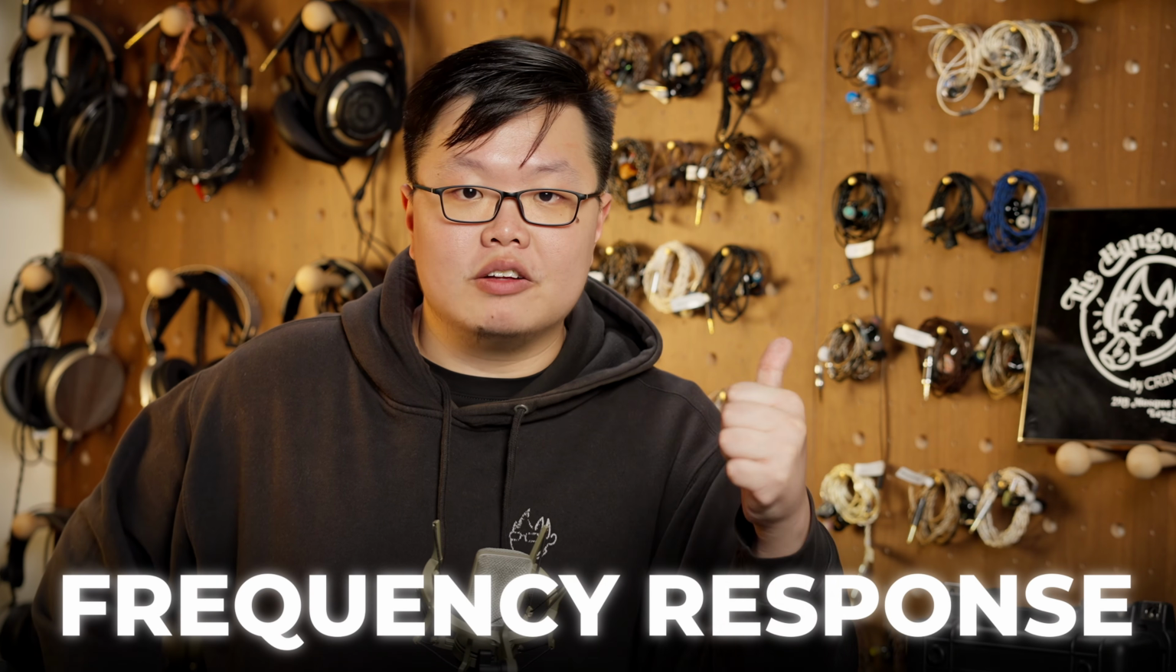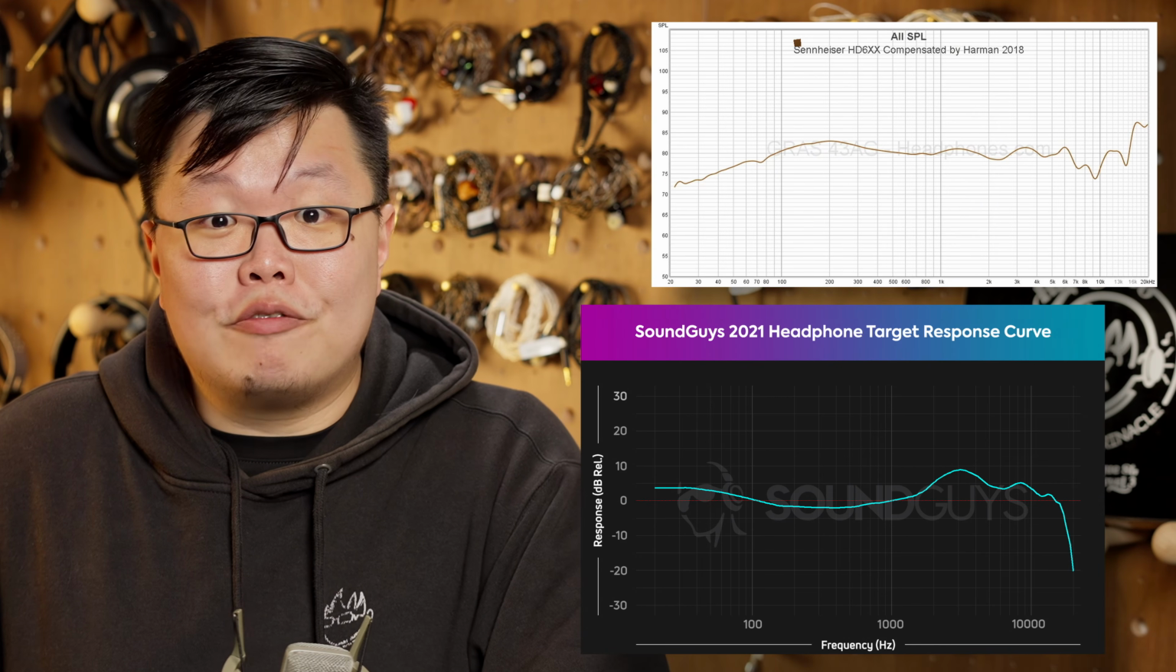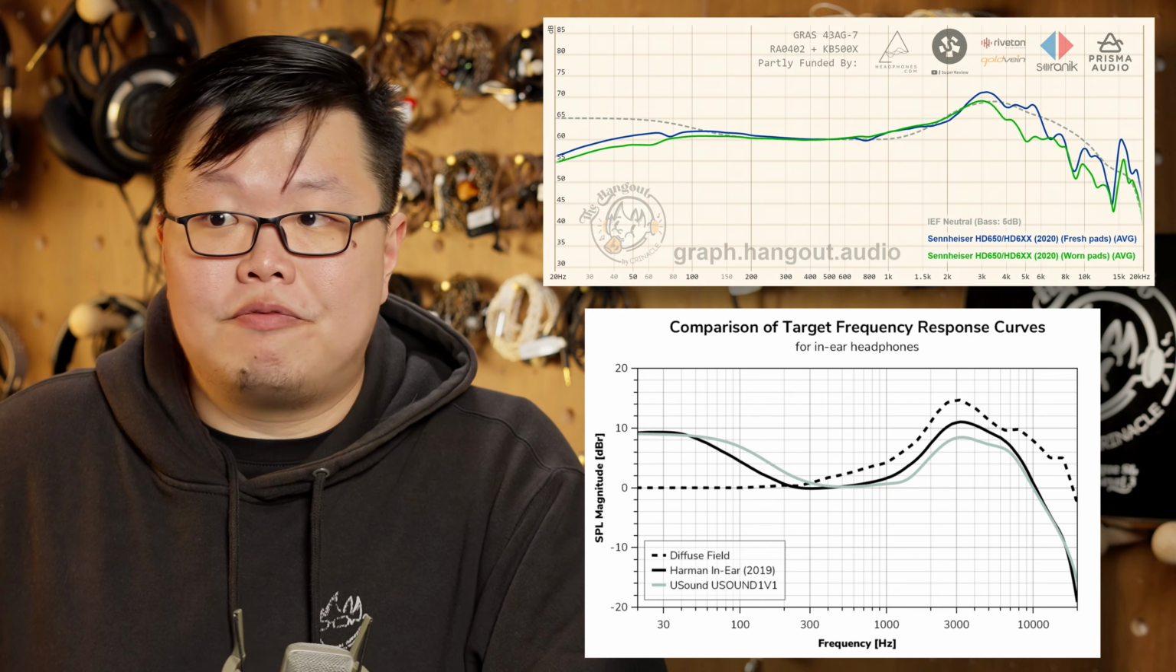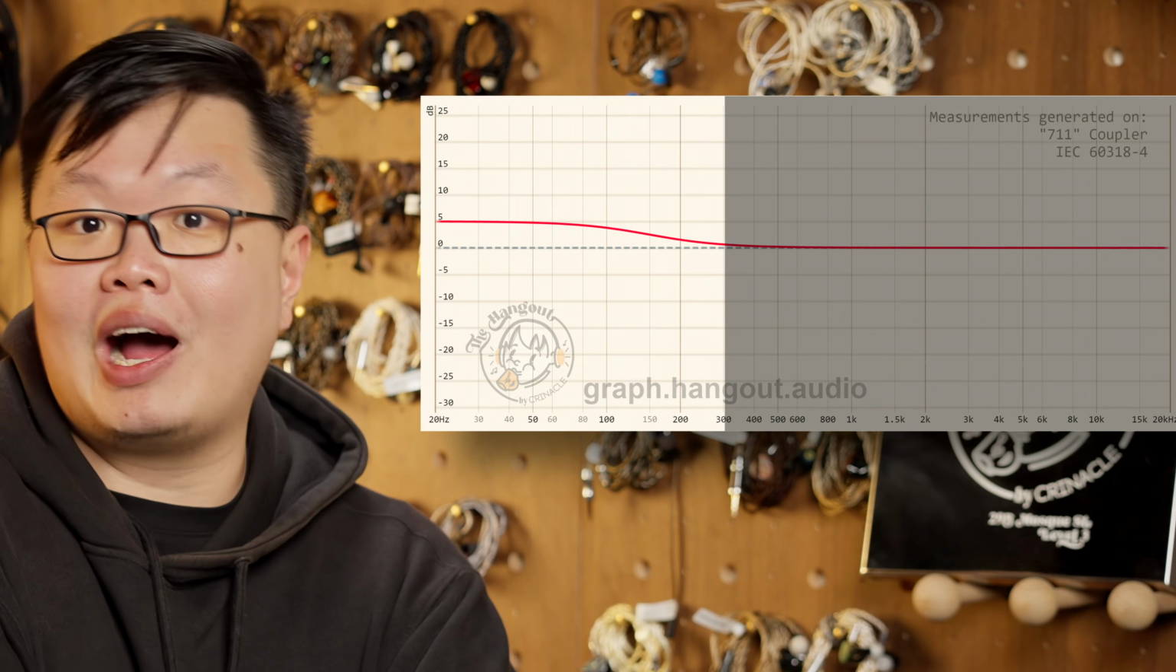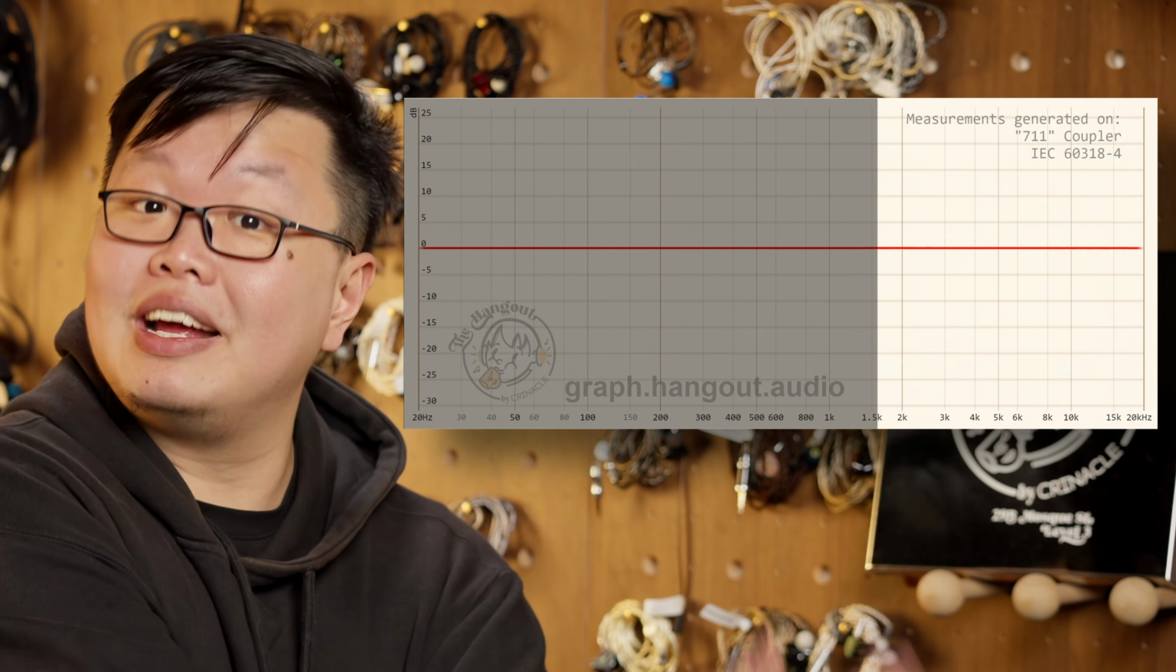First, frequency response, or as I would like to call it, the flavor of the headphone. Frequency response is currently the most identifiable of all the sound quality metrics, and for good reason. The simplest way that I can explain it would be that it shows how loud or soft a headphone is across the sounds that we hear. So as an example, we can show you how bassy a headphone is by how high or low the line is on the left side of the graph. Or we can show how bright or dark a headphone is by showing you how high or low the line is on the right side of the graph.